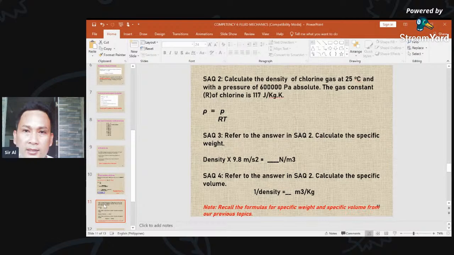Later on, I'm going to give you activities for you to gain more understanding about the calculation of air density. I'll give you some exercises and problems so that you can master this calculation.